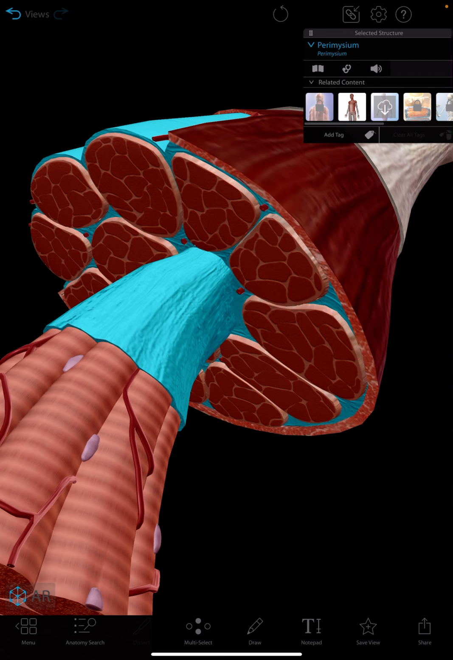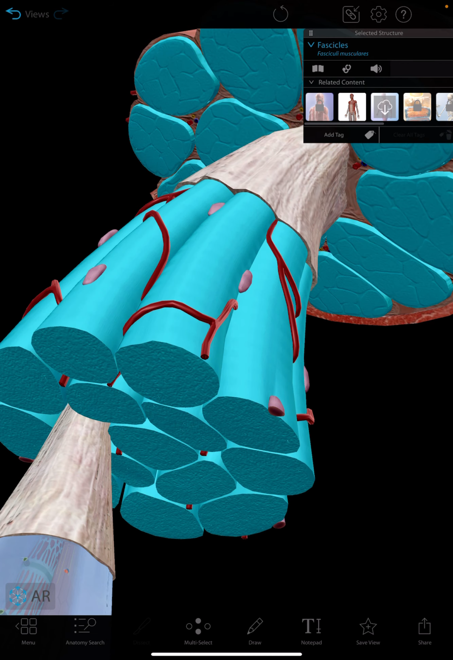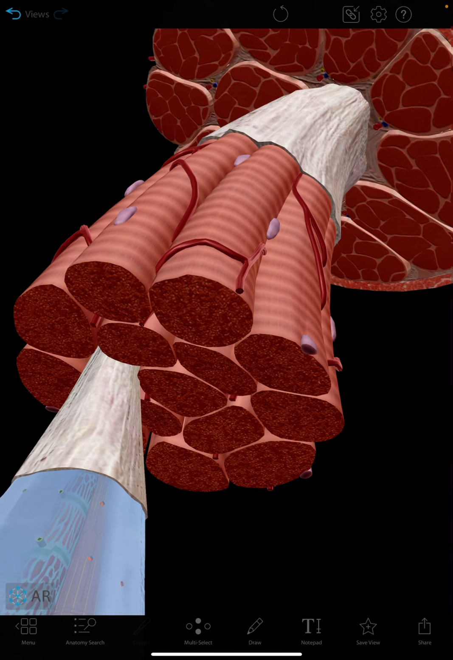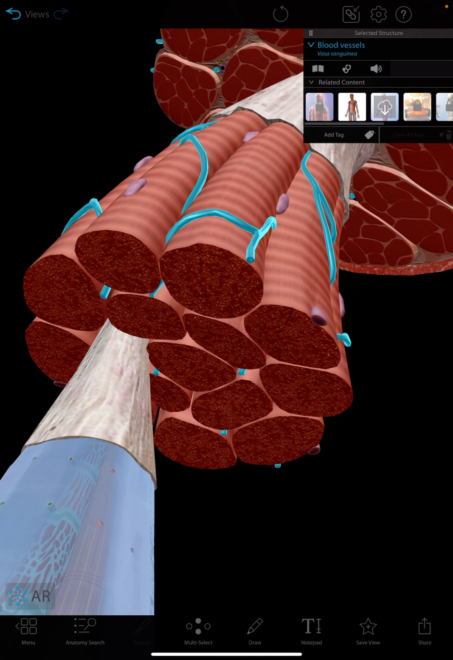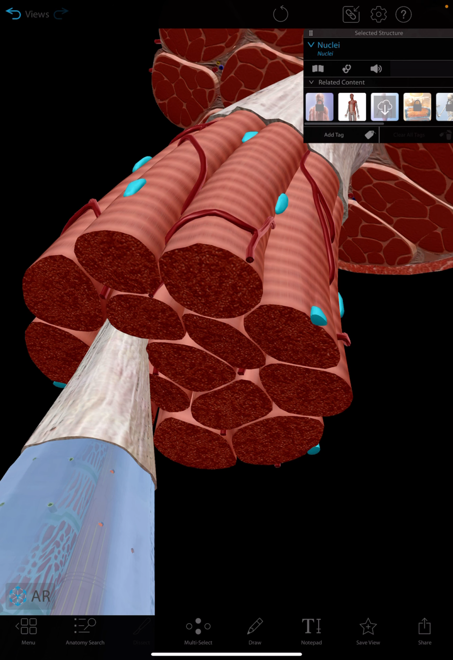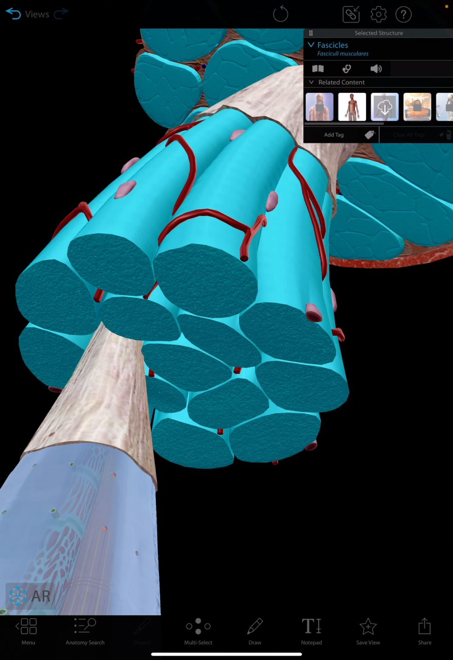If we continue out here, you see all of these individual muscle fibers. Each one of these long fibrous structures is a muscle fiber, and you can see blood vessels running throughout. You can also see the nuclei dispersed throughout, and there are lots of other organelles that we'll get to in just a moment. But this whole group here is a muscle fascicle.